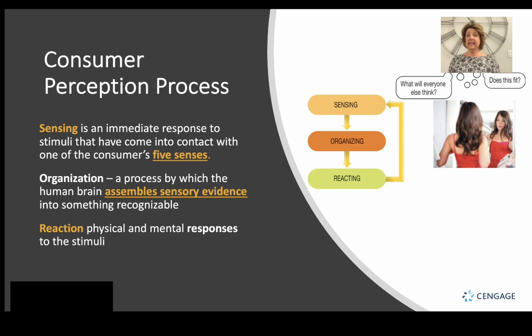So if you're looking at this picture here, the sensing is, oh my gosh, look at me. She's visually seeing herself in the mirror, but she's also thinking about what will other people think of me in this dress. Does it fit? So she has a reaction to it. So again, you sense it with one of the 5 senses. We use a stimuli. Then you organize it cognitively in your head, and then you have some sort of reaction to that.